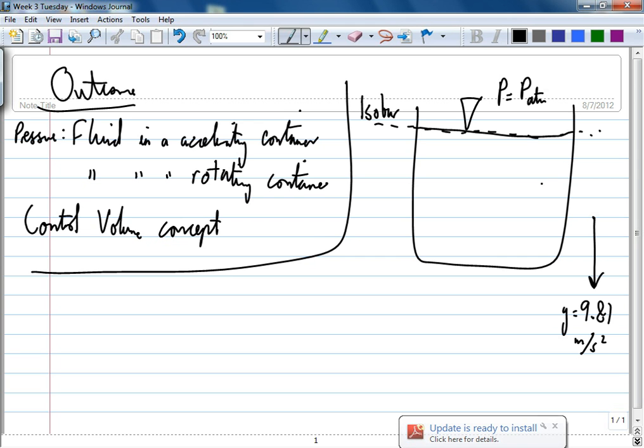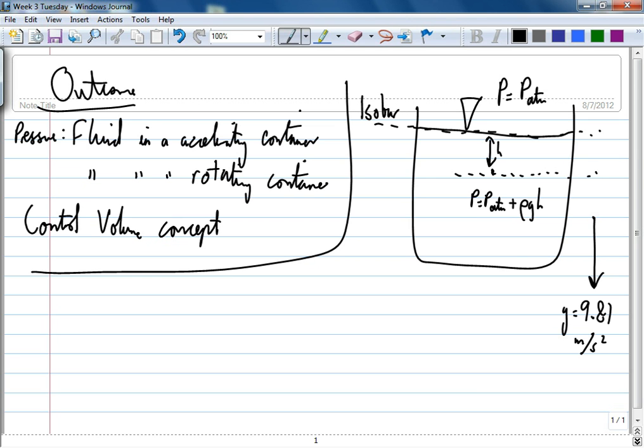If you go down a little bit, the pressure increases, doesn't it? P is equal to P atmosphere plus rho G H. Say this is H. At the same height, in the same connected fluid, the pressures will be the same. So this is another isobar. Maybe here P equals P atm, and here P equals P1. So these are isobars, lines of equal pressure, and you can draw as many as you like. Each point along a line has the same pressure.